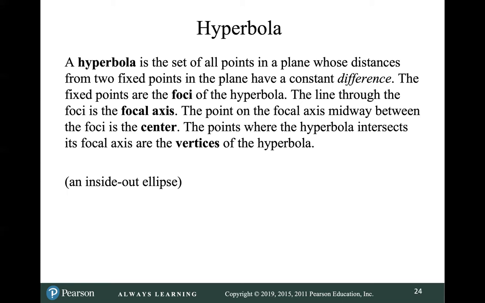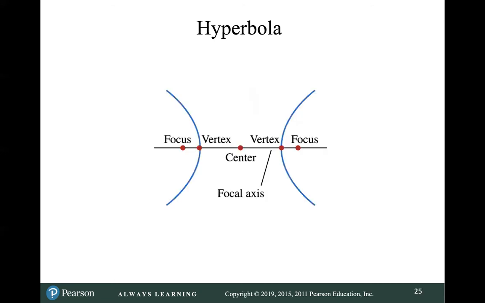However, the difference is that instead of closing in around itself like an ellipse does, a hyperbola is going to open up around the foci, opening away from each other. So here's an image of a hyperbola. We have our focal axis. That's the line that cuts the hyperbola in half sideways. Then we have two foci, and within those foci are the vertices.